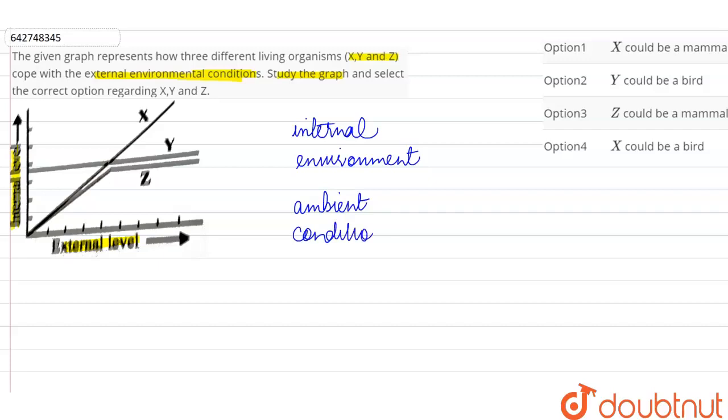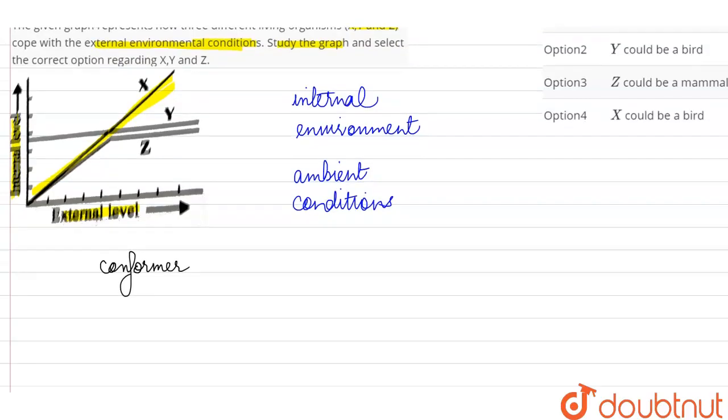So over here in the case of X, we can see a curve where with the external conditions, the internal conditions are also changing accordingly. So this kind of a living organism is known as a conformer, and by conformer we mean that its internal environment is not constant, it is changing with the changing ambient conditions. That is, if the temperature in the external environment is going to change, then the body temperature of such an organism, such a conformer, is also going to change.